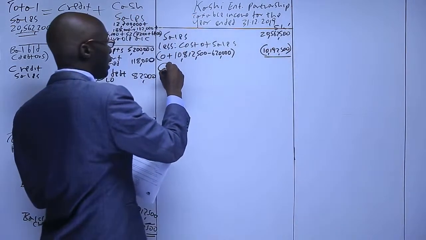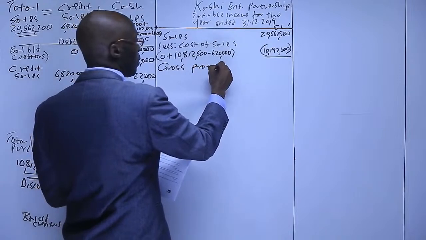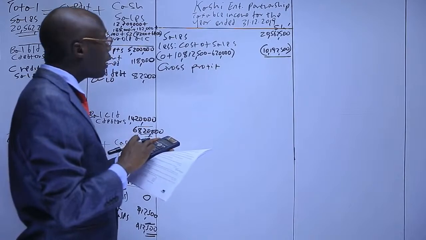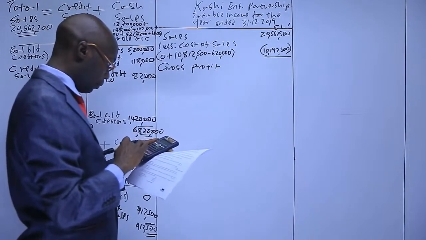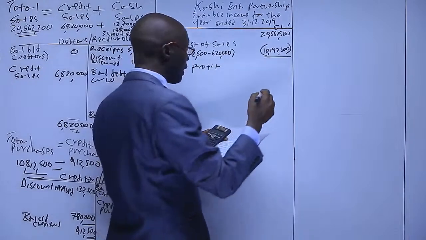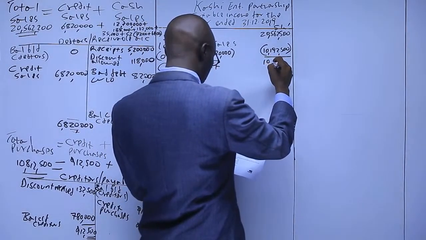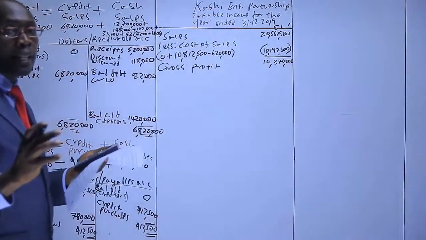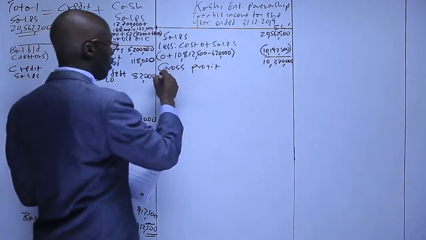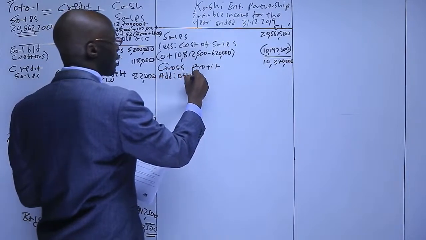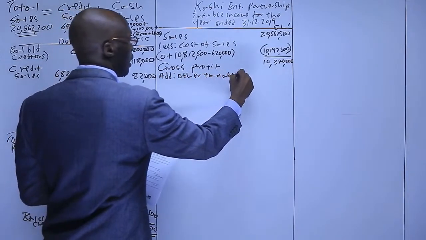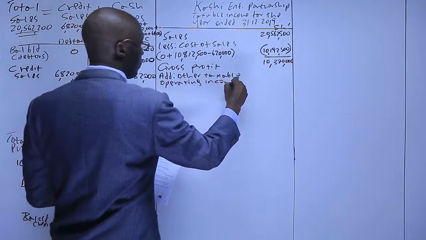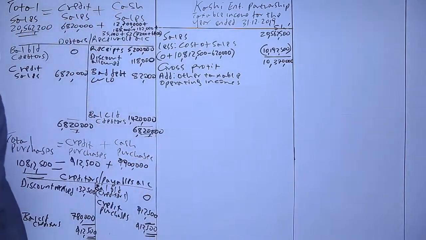And then we can be able to get the gross profit. Gross profit will be, we minus that from 20,562,500. And that gives us 10,370,000. Then we said this, after getting gross profit, and the reason why we call it gross profit method is to add other taxable operating income. Other taxable operating incomes.